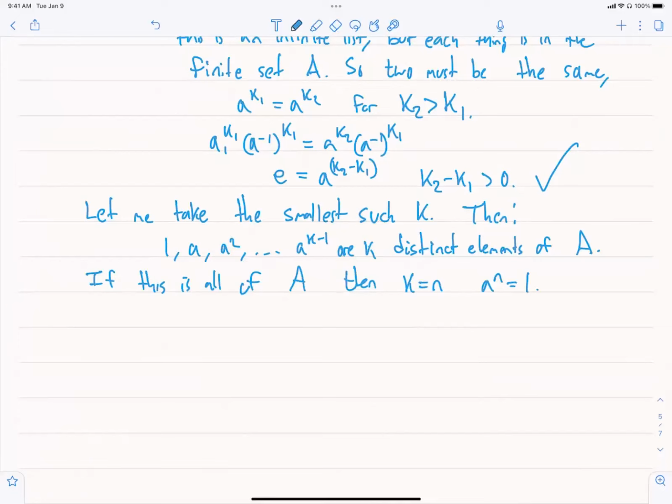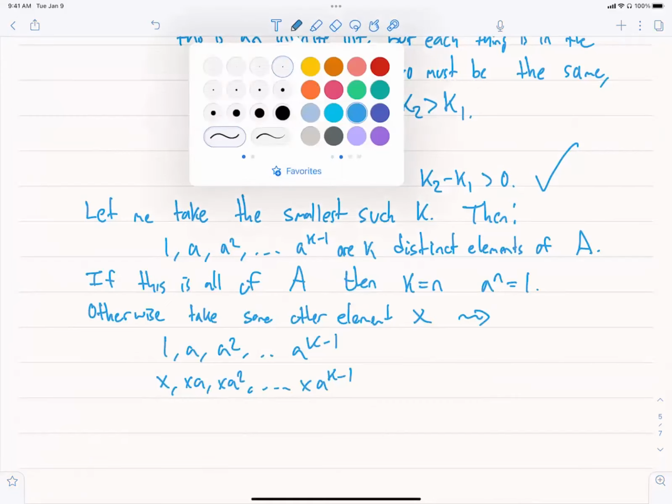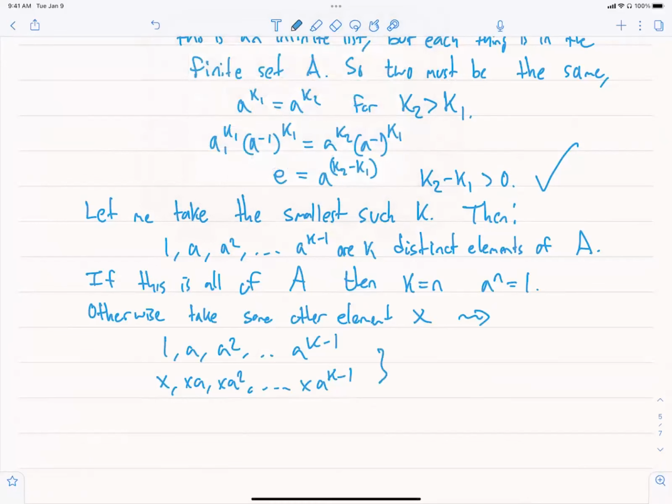And otherwise, take some other element x. First I have this table, this part, and I add another column. I make a table. And so I claim these are all distinct.